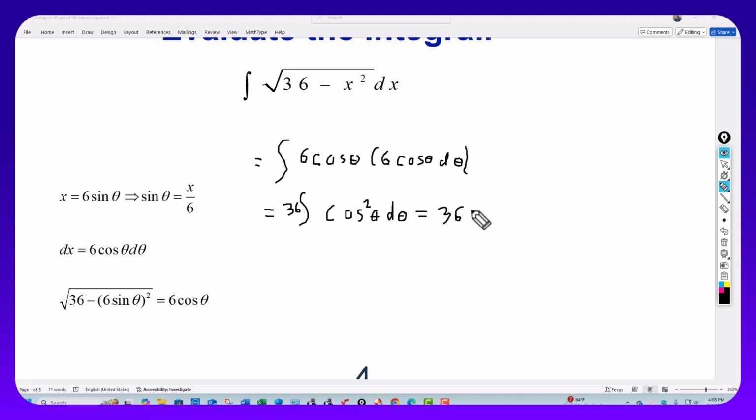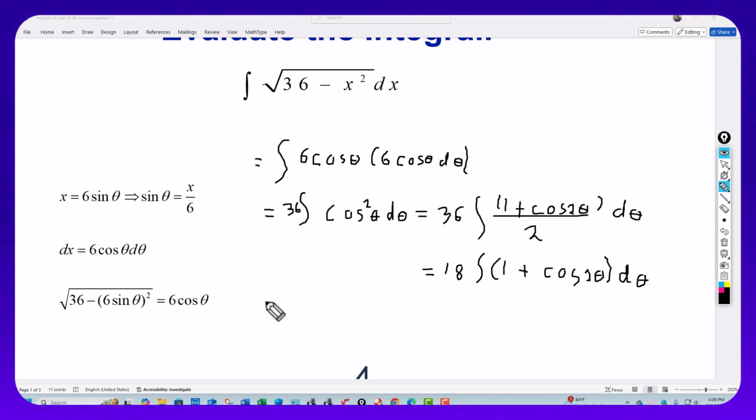So still 36 here, and this will be the integral of, and there's an identity for cosine squared. It tells me that cosine squared of the angle theta is equal to 1 plus cosine of 2 theta, and that's over 2. Now we can integrate. We have a 2 here, so let's divide the 2 into the 36. That'll give me 18. And that'll leave me with 1 plus cosine of 2 theta, d theta. And we're going to integrate here. Integral of 1 with respect to theta. Still got the 18 out in front here. Integral of 1 with respect to theta is theta.